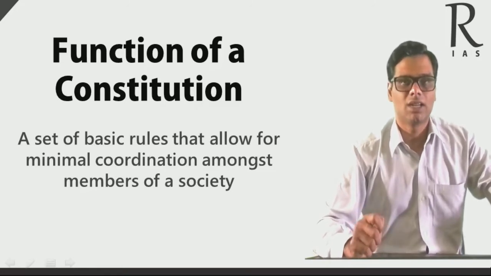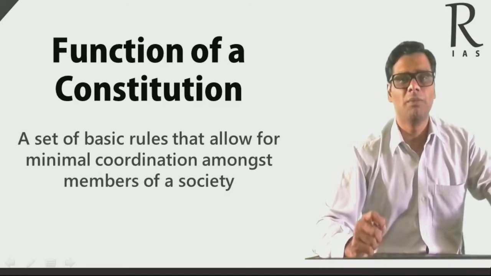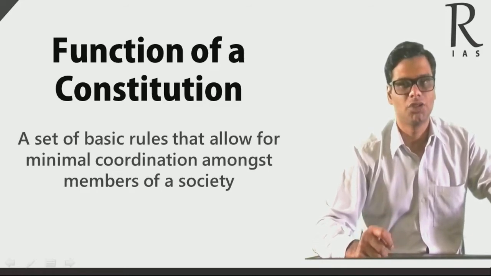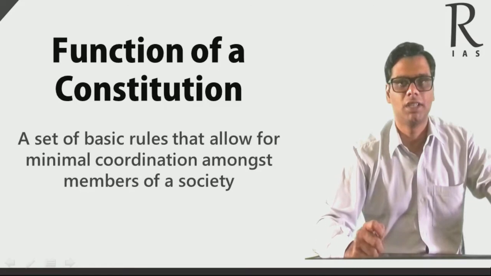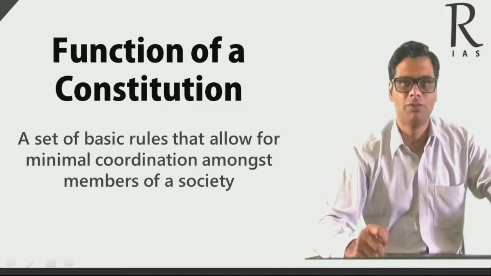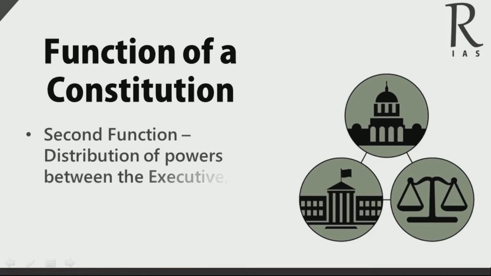To achieve this, the Constitution has been framed, which is nothing but a set of basic rules that allow for minimal coordination amongst its members. This is the first function of the Constitution, to allow for minimal coordination amongst the members of a society. The next, as we discussed before, is with regards to distribution of powers between the executive, legislature and judiciary. It is the function of the Constitution to specify who has the power to make decisions in a society.